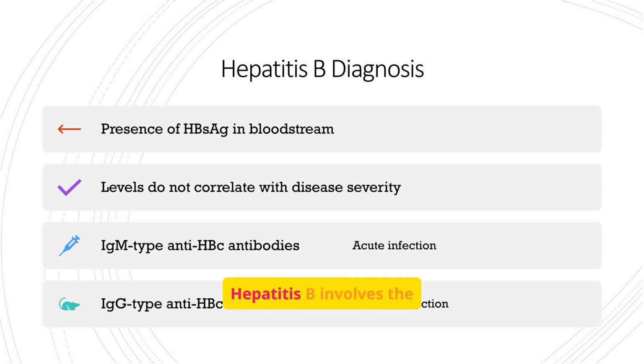Diagnosis of hepatitis B involves the presence of HBsAg in the bloodstream. Levels do not correlate with disease severity. IgM-type anti-HBc antibodies indicate acute infection, while IgG-type anti-HBc antibodies indicate chronic infection.